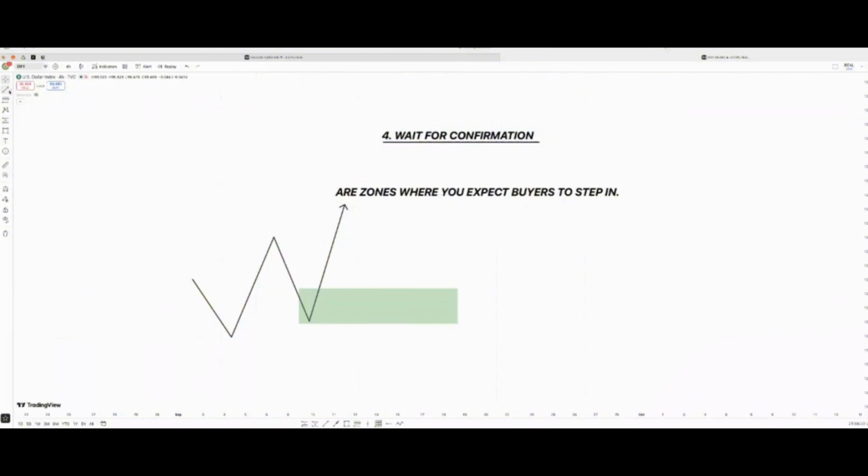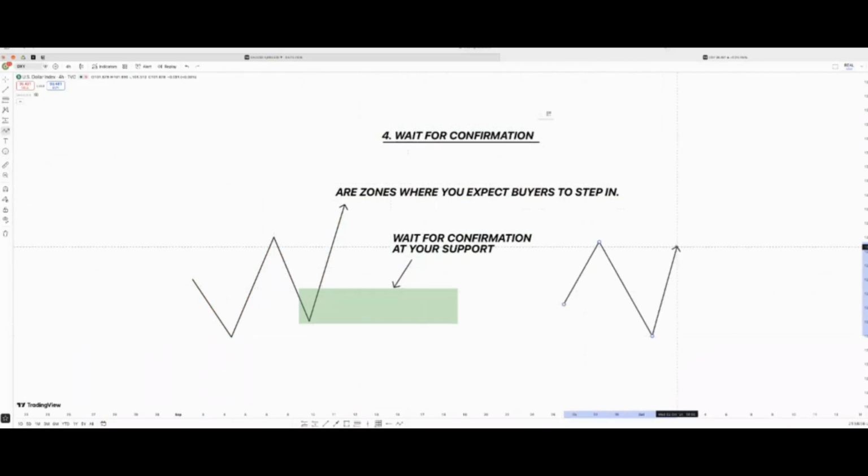Now, you don't just want to buy from everywhere. That's why you have to wait until price gets to your support. And when it gets to your support, you want to buy from the support. You want to wait for price to give you confirmation at the support zone. Same with your resistance. They are just areas where you expect price to sell from or buy from. You wait for confirmation.